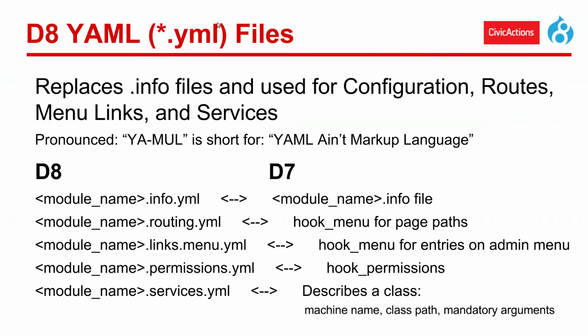Okay, so this is where all of the info files went, and some certain hook functionality went from D7 into YAML files in D8. So your module info file is now an info YAML file. Anything that used to be in hook menu is now in the routing YAML file. Hook menus to make admin menu entries are in the links menu YAML file. Hook permissions is in the permissions YAML file.